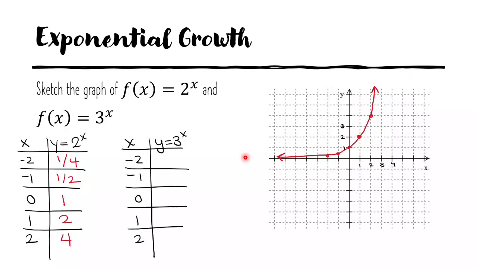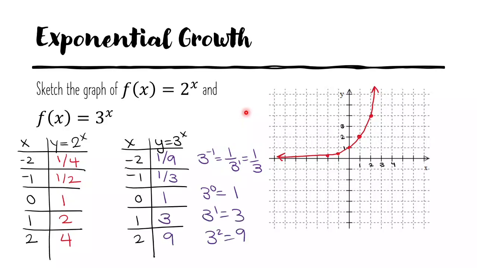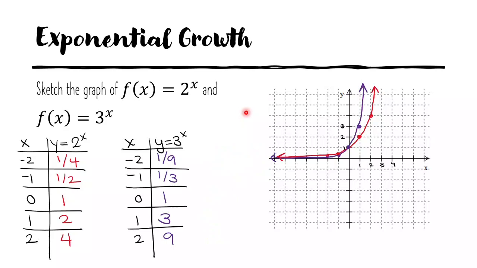So I'll plug in some x values as well. 3^-2 would be 1 over 3 squared, or 1/9. 3^-1 is 1 over 3^1, or a third. 3^0 is 1. 3^1 is 3, and 3 squared is 9. And so I'm going to plot those points. So (-2, 1/9), (-1, a third).